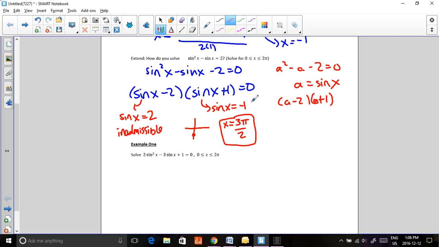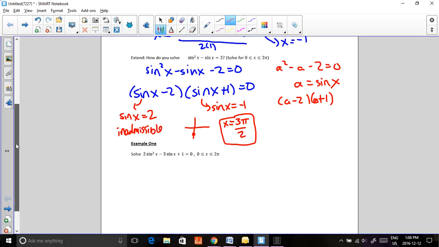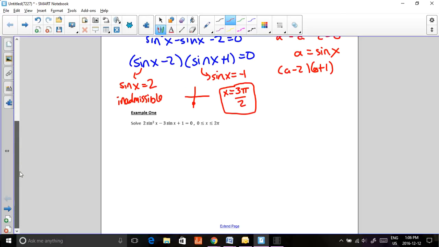The major idea here is that you can either factor or use the quadratic formula to solve just like a quadratic. Once you get it to that point, you have to use your trig knowledge to solve after that. So here we have another example: 2 sine squared x minus 3 sine x plus 1 equals 0. We know that it's a quadratic because of this sine squared.